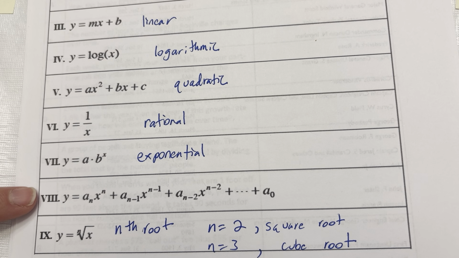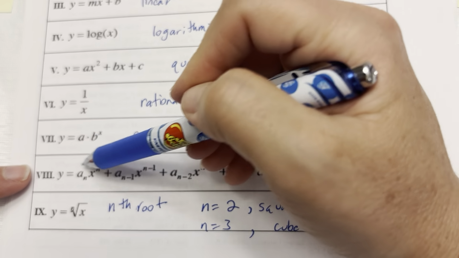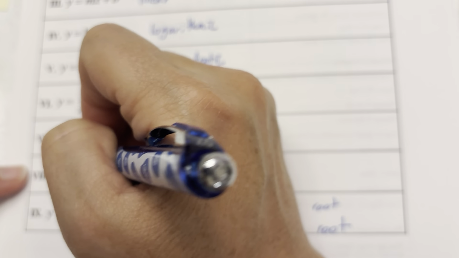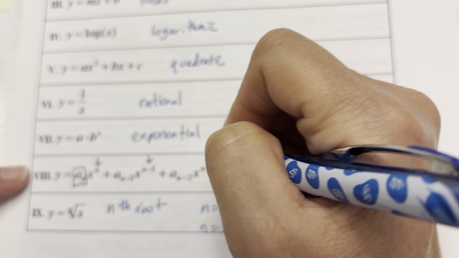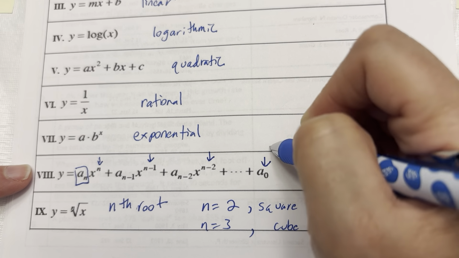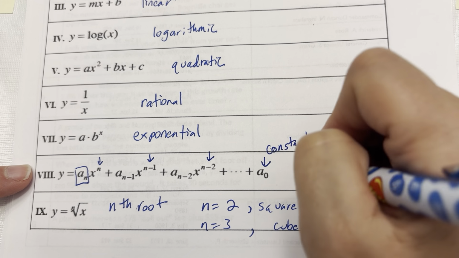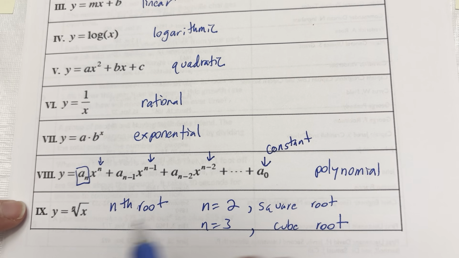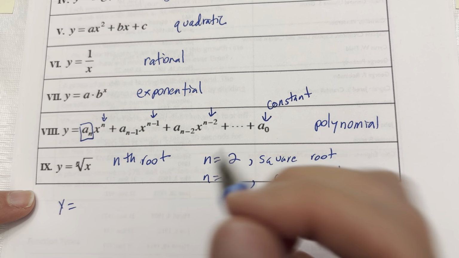So let's go back up to tricky number 8. When I look at it, I see it's got an a as a coefficient, and then I've got an exponent here, and then my exponent's going down by 1, until there is no variable at all at the end. It's almost like this is a constant. And what we have here is a polynomial function. So for example, we could start a polynomial function like y equals, I'm just going to pick some numbers.